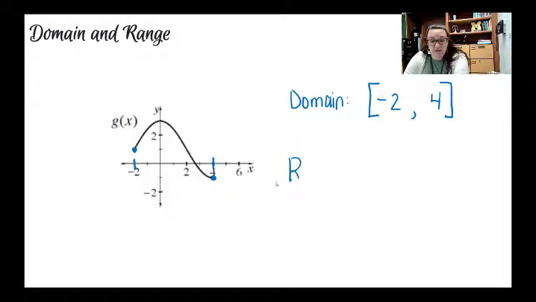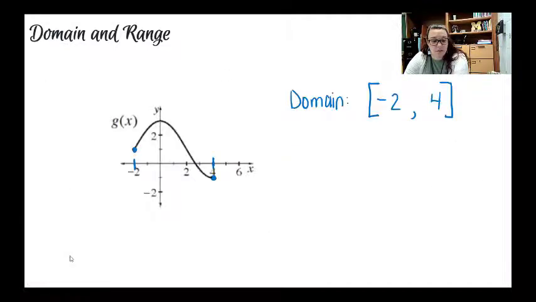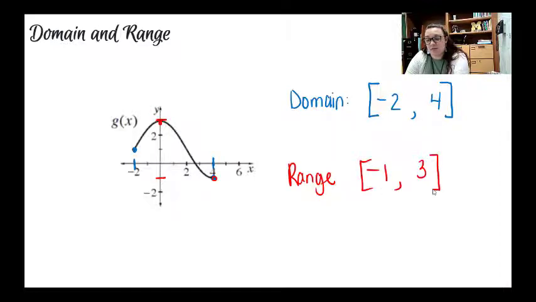Now let's look at range. Actually, I'll do that in a different color. Let's go red for range. So for range, it's how tall it went. So the lowest point here was, that looks like -1 to me, I think, from here all the way up to here. So that was from -1 up to 3. And it looks like it hit it on -1 and it hit it up on 3. So again, I'm going to say brackets around that -1 to 3.